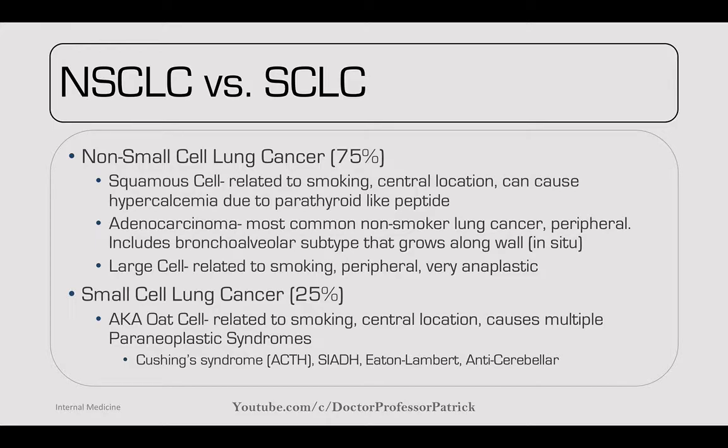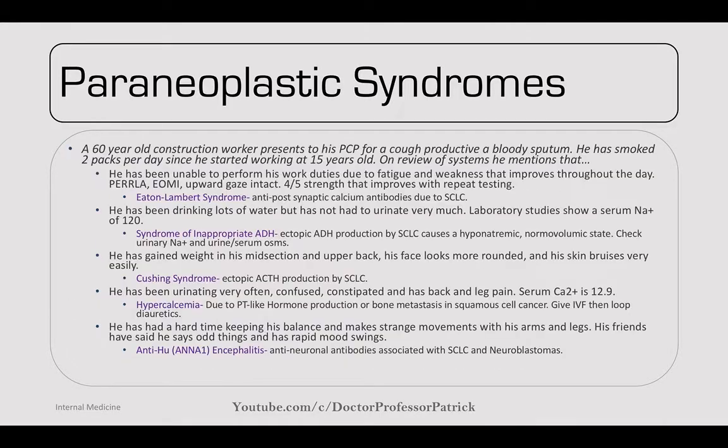Compare that to your small cell lung cancer, which is about a quarter of all lung cancers. It can be called oat cell cancer. It's related to smoking. It's also centrally located, and it causes multiple types of paraneoplastic syndrome. It can cause Cushing syndrome due to release of ACTH. It can cause SIADH, Lambert-Eaton syndrome, and anticerebellar syndrome. So we'll go over those paraneoplastic syndromes now.